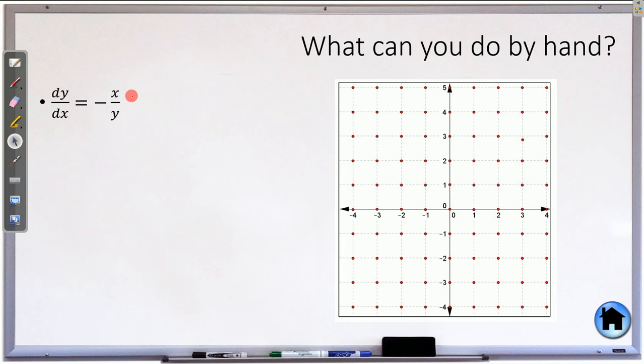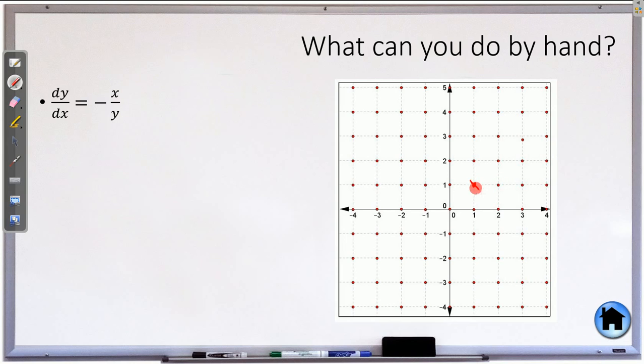So let's pick a point right over here, 1, 1. Okay, so x is 1, y is 1. Well, if x is 1 and y is 1, the slope must be negative 1. And so I can draw a slope of negative 1. Then you pick a different point. Let's go 2, 1. At the point 2, 1, x is 2, y is 1. 2 over 1 is 2, and that will be a negative 2. So this slope will be negative 2.